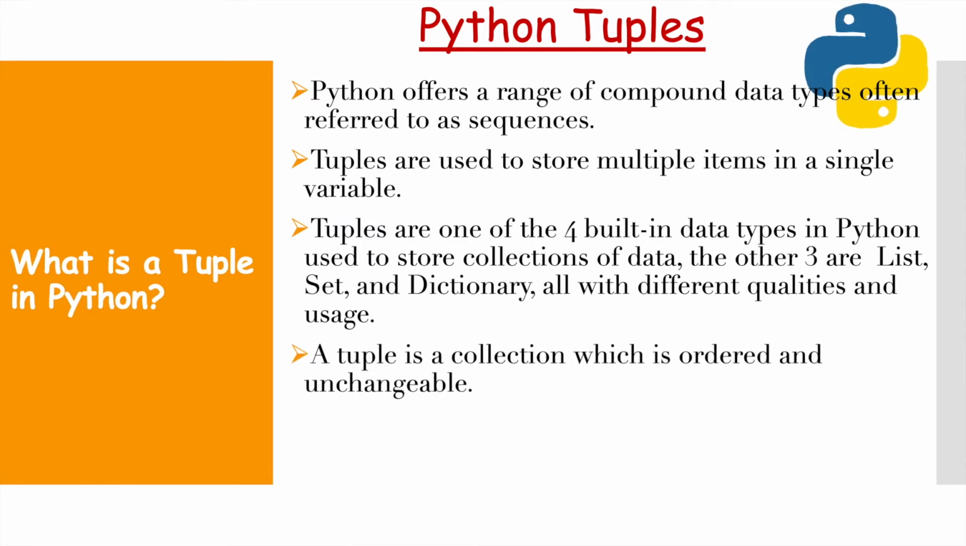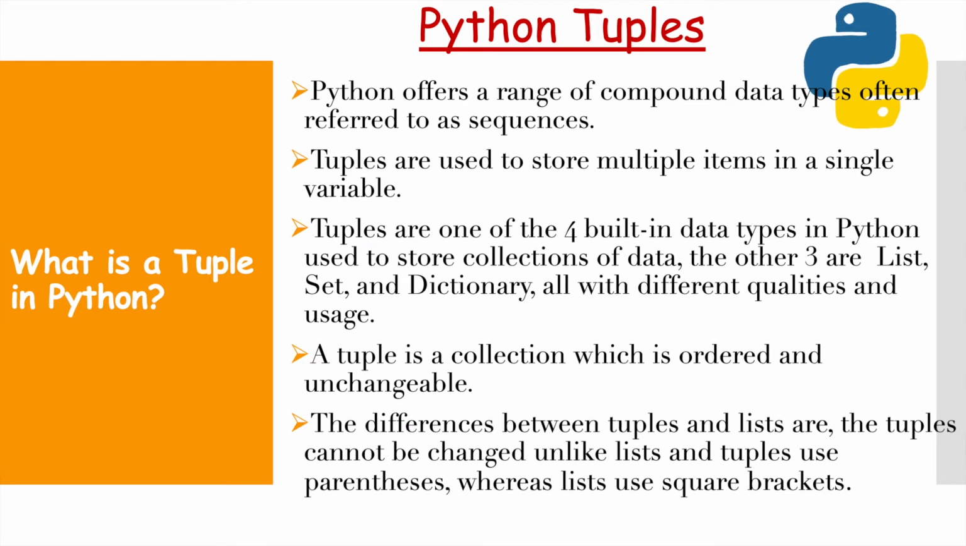A tuple is a collection which is ordered and unchangeable. The difference between a tuple and a list is that tuples, once they are created, cannot be changed, unlike lists. And the second difference is that tuples use parentheses, that is rounded brackets, whereas lists use square brackets.